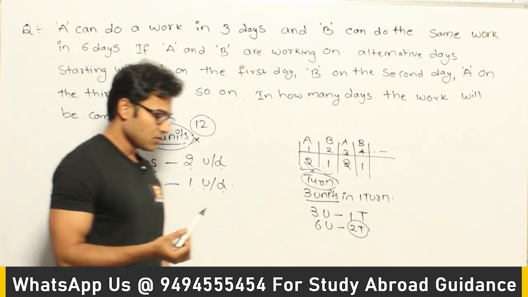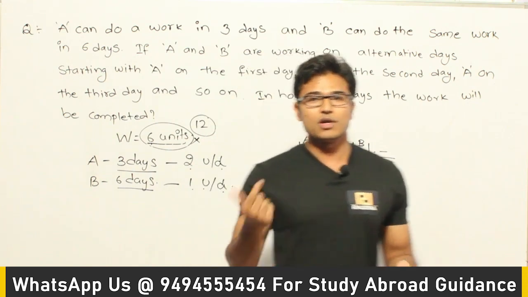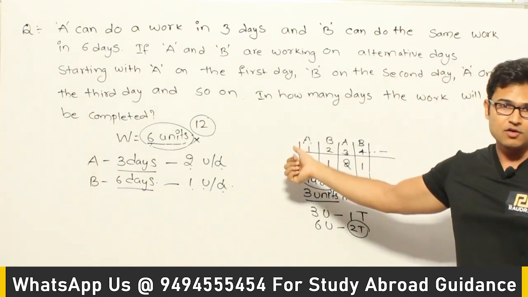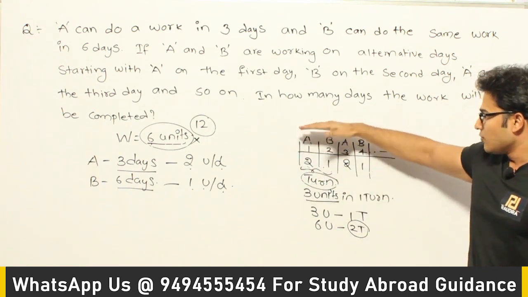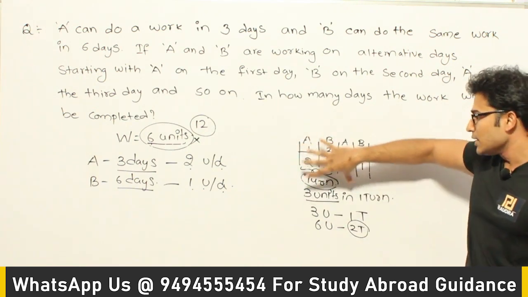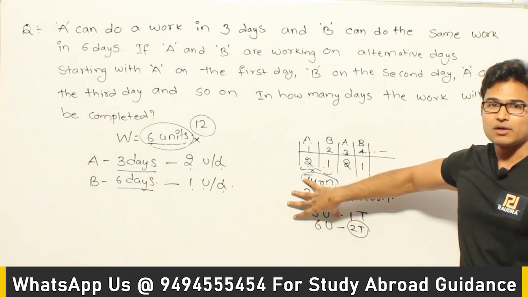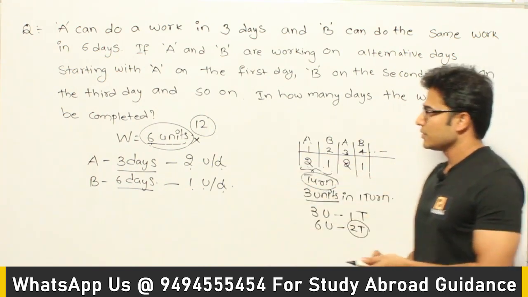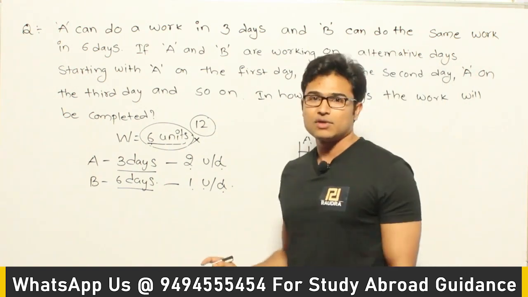And there are various extensions to this question. One model is what happens if B starts the turn instead of A. And what happens if our total work is not an integral multiple of the turn's work, right? So let's see all those models one after the other. So for this one, this is enough. Let's see more questions and you'll understand it.